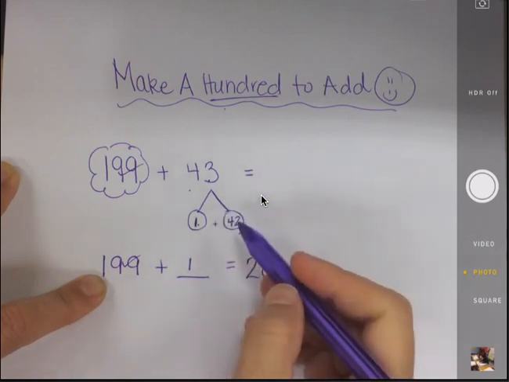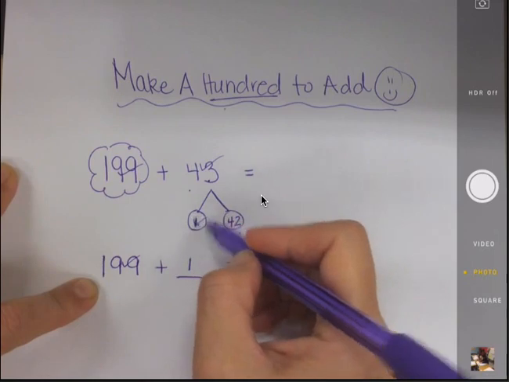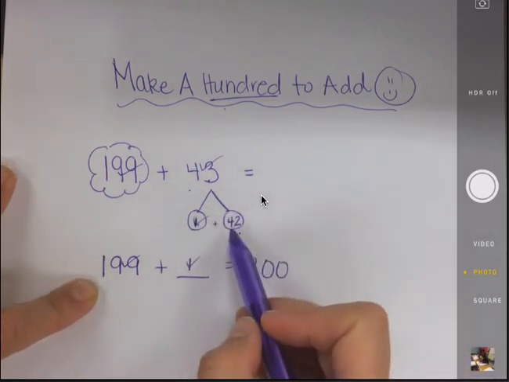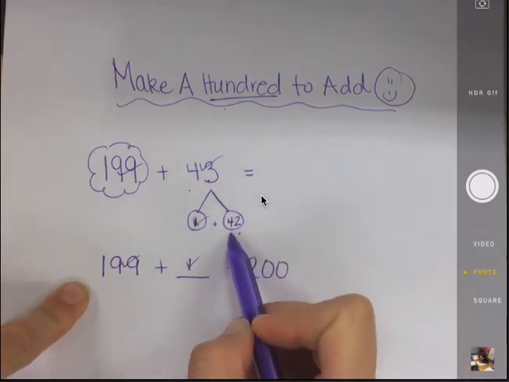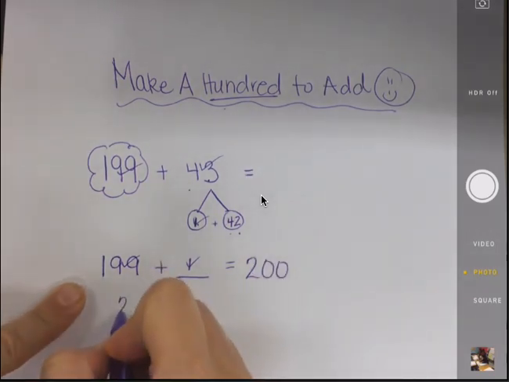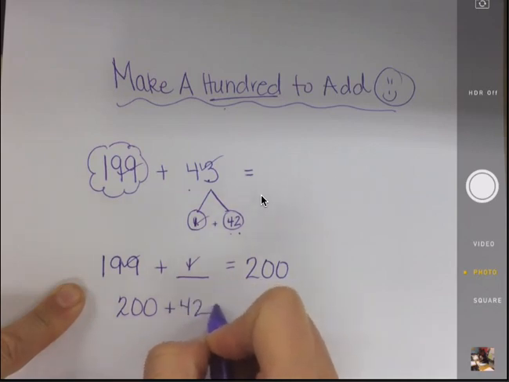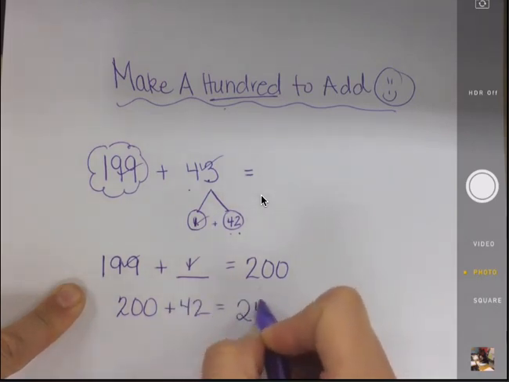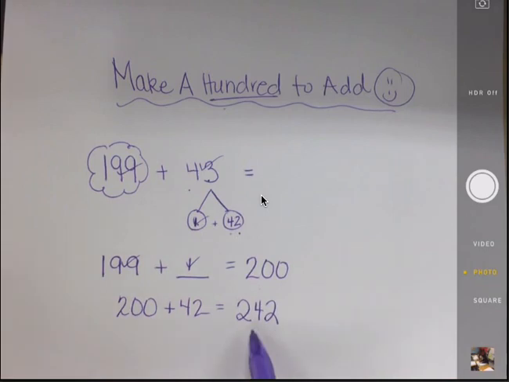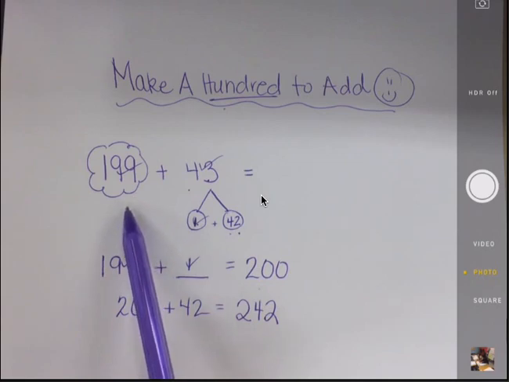So now I've used 43 because I've decomposed it, and I've used that 1 already, but what's left? I haven't used 42, and I haven't used 200. So now all I have to do is add 200 plus 42 equals 242. And this is a crazy way to do it when it's written out. But if you think about it, this is all about mental math.